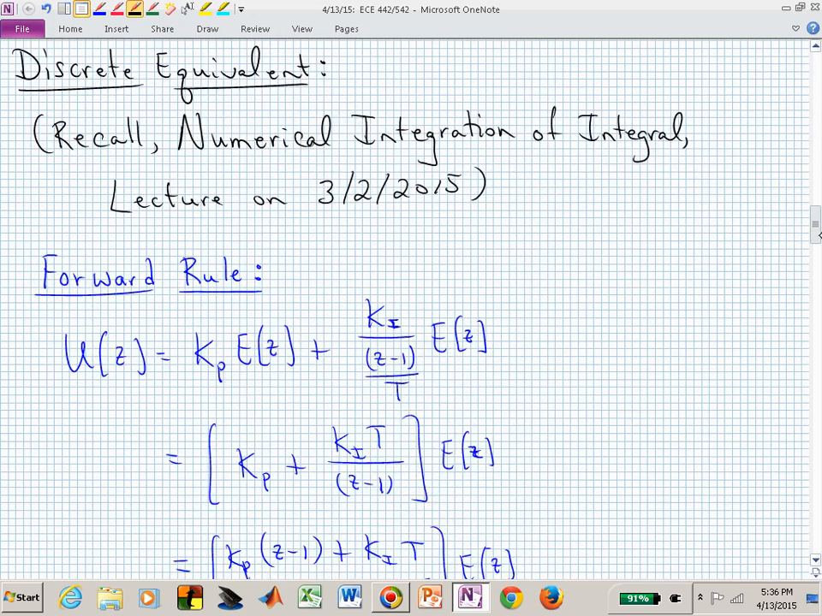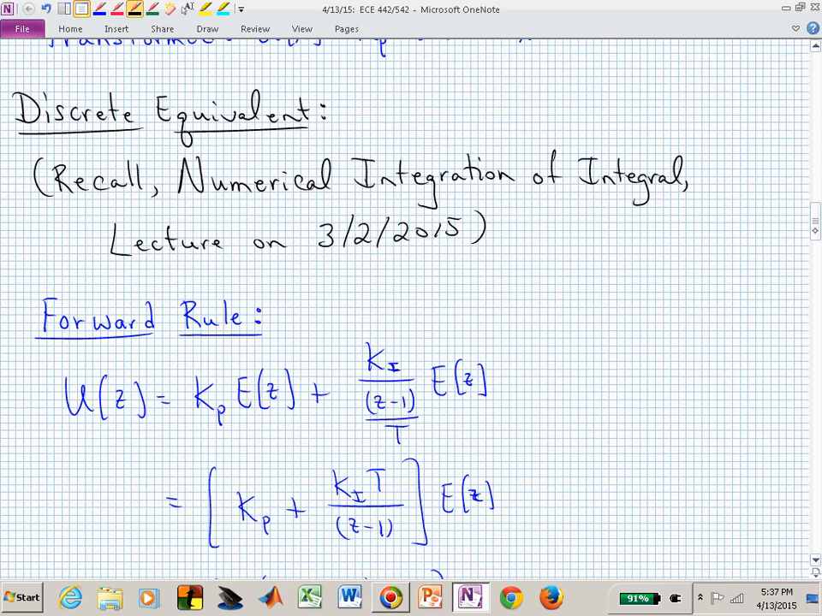That's about as easy as we can get, where we simply replace S with z minus 1 over T. The difference in these two time instances divided by the sample period. That's this approximation of S to get us from analog or continuous time into discrete. And now all we're going to do is perform some algebra to see what the generic structure of a PI controller looks like in the discrete setting.